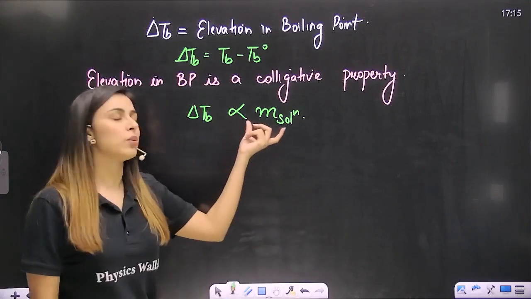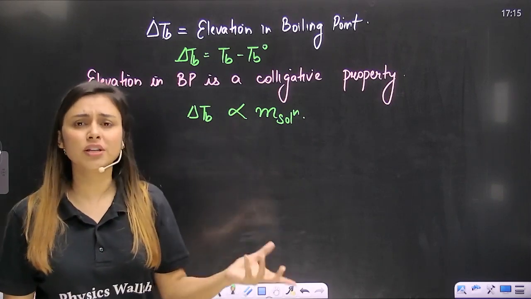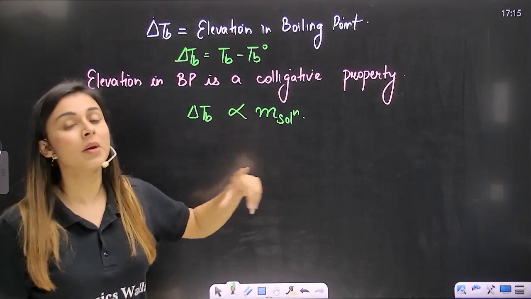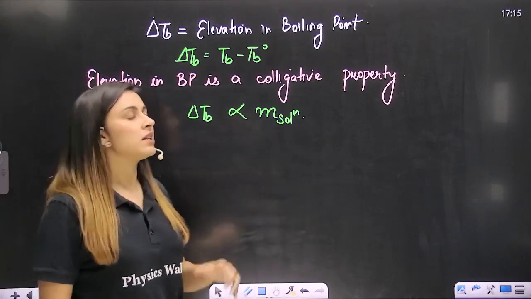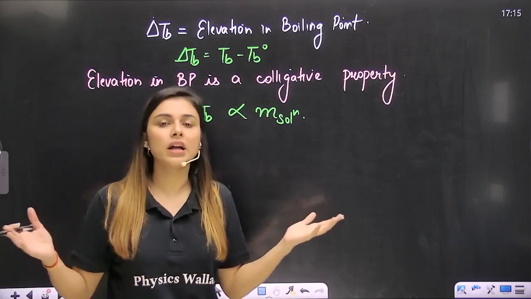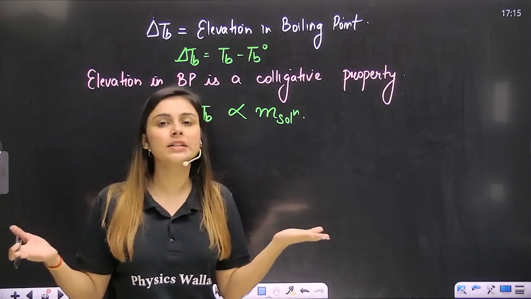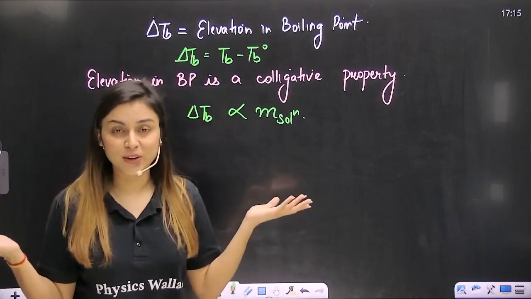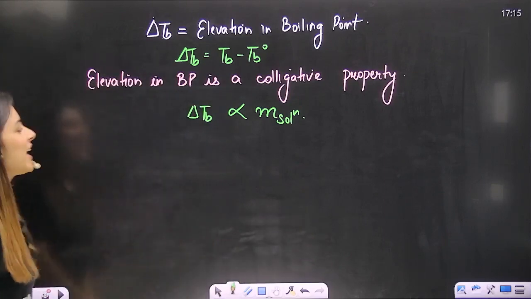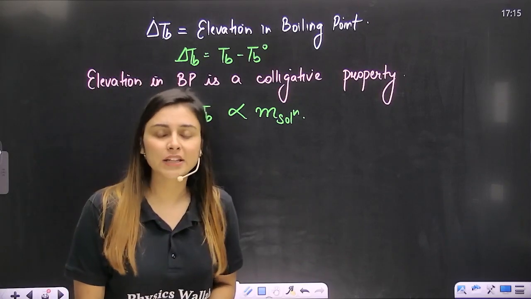Now you will have a question that, ma'am, why only molality, my dear students? Because with calculations, this was the concentration term which was giving you the best results, and that is the reason the scientists use molality. There is no other explanation to it. It is the concentration term which scientists finally decided to give in the formula, so you will have to accept it. I can't help you with that. So just deal with it. So delta TB is directly proportional to molality of the solution.